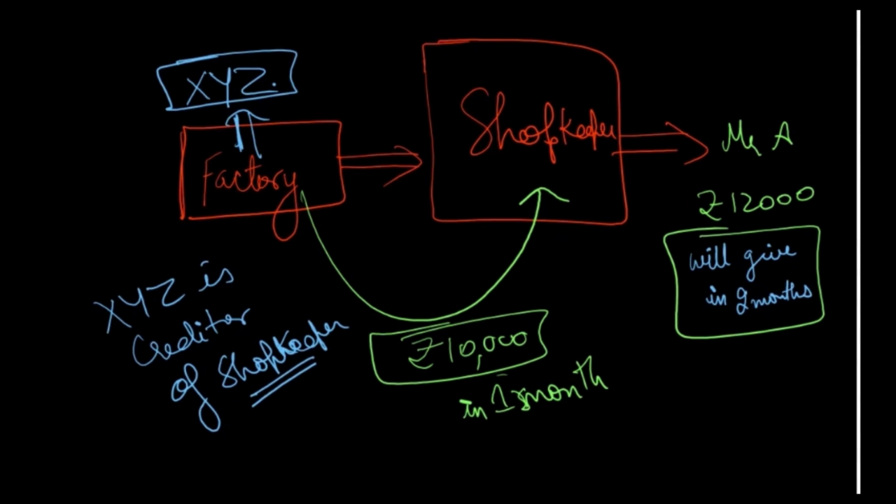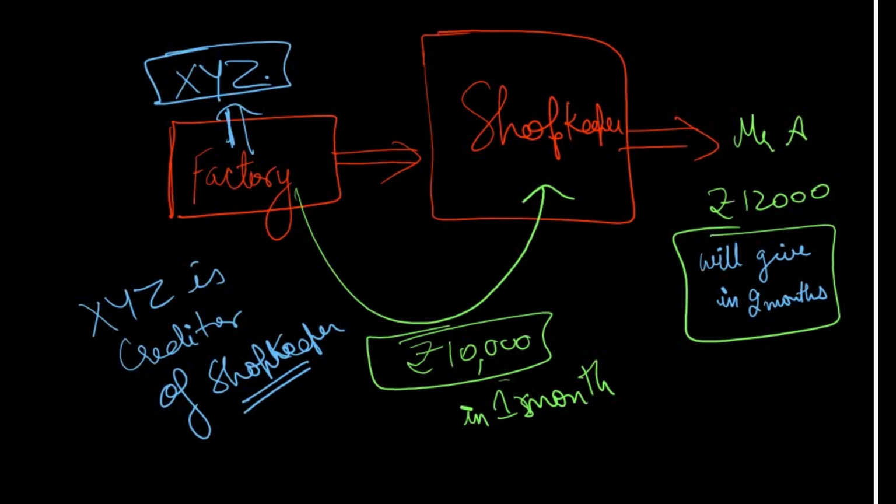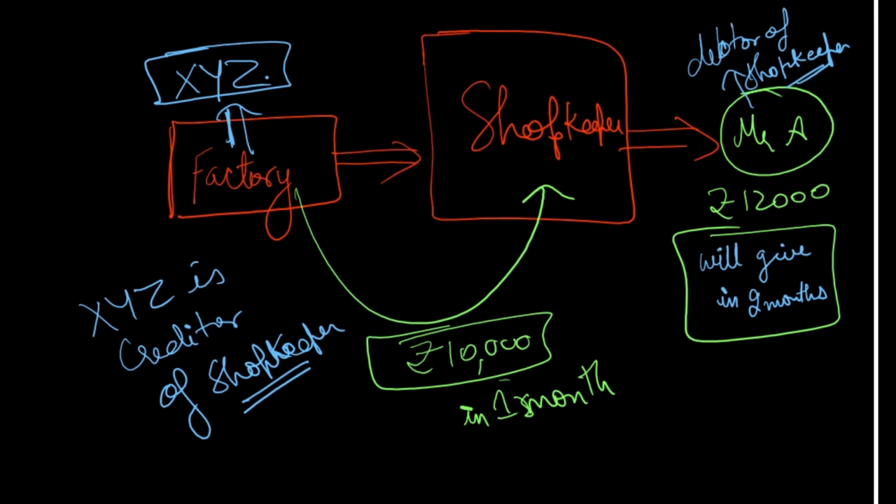In Hindi we will say, जिसको पैसा देना है वो क्रेडिटर है, जिससे पैसा लेना है वो डेटर है. So the shopkeeper is the debtor of the factory XYZ because the factory XYZ gave him goods on credit. So Mr. A is the debtor of the shopkeeper, and XYZ is a creditor of the shopkeeper.